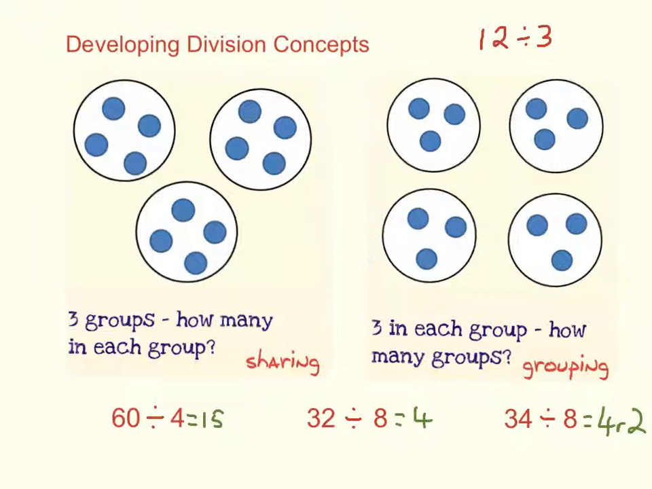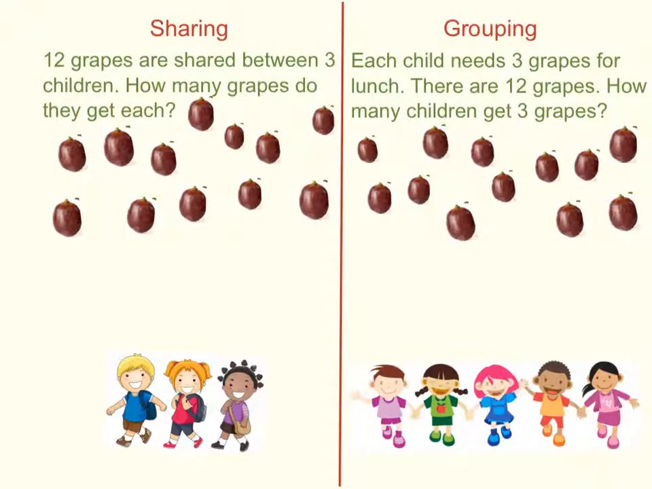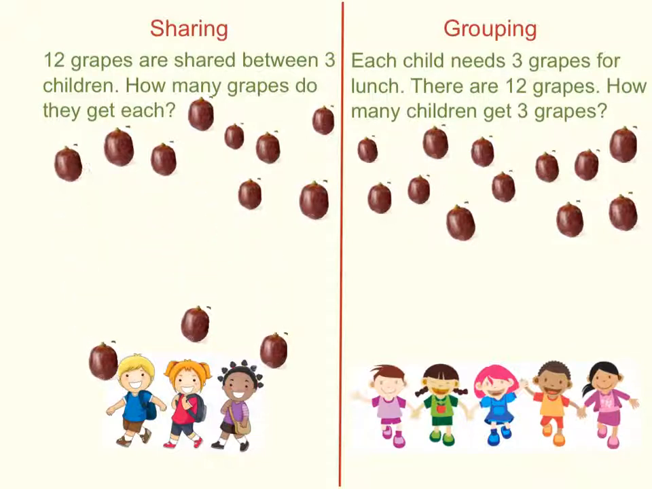Now, children's early maths experiences need to prepare them for using both methods to answer questions later. So early contexts for division need to be in the form of sharing and grouping. Let's have a look at the first example. 12 grapes are shared between 3 children. How many grapes do they get each?